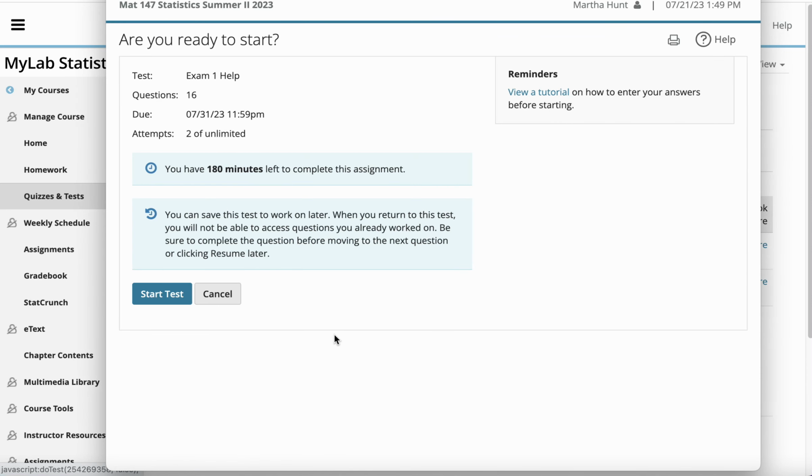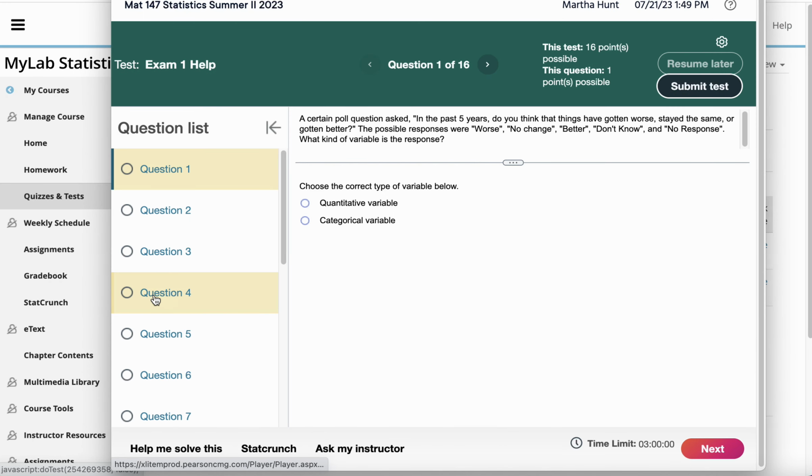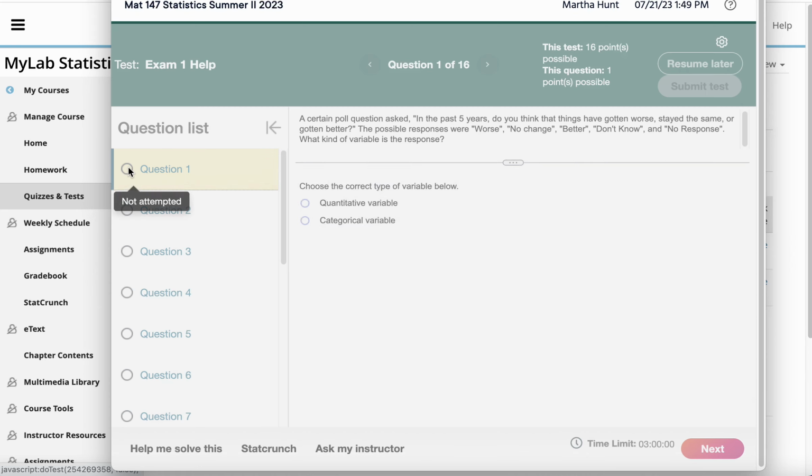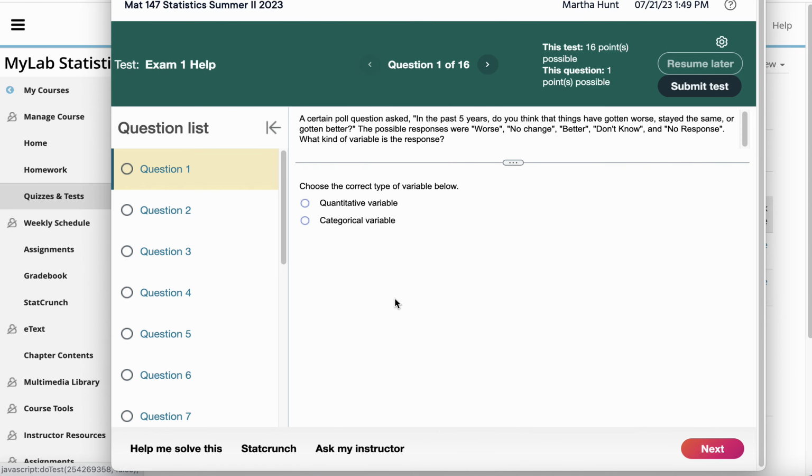And it brings you right to this mock exam called Exam 1 Help. And then you can start the test. And remember, it doesn't impact your grade. And let's start a few questions. Okay, so yes, we're going to continue.